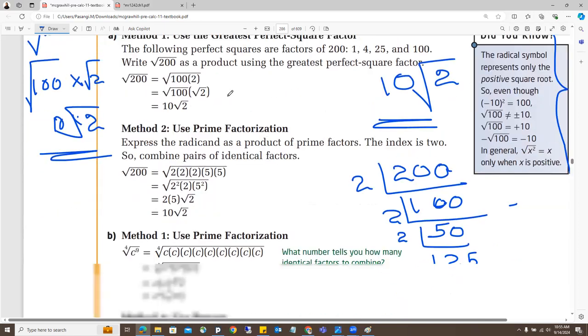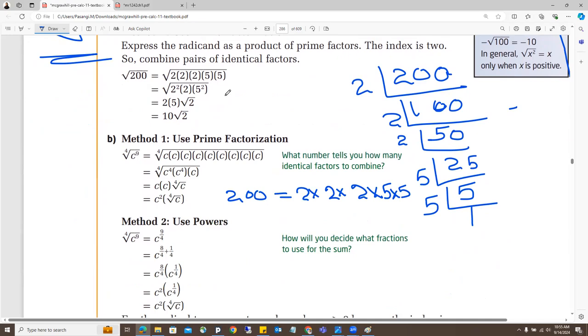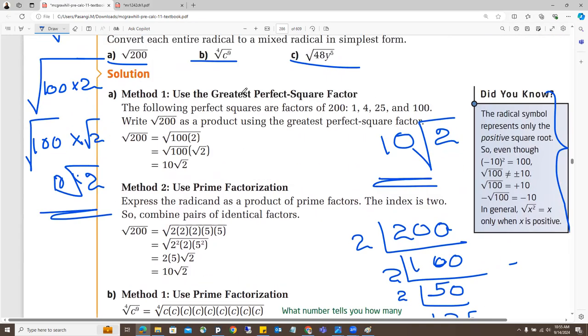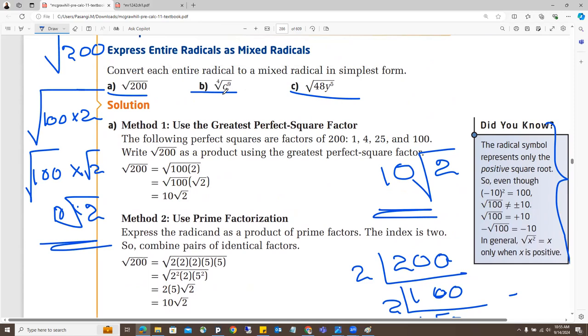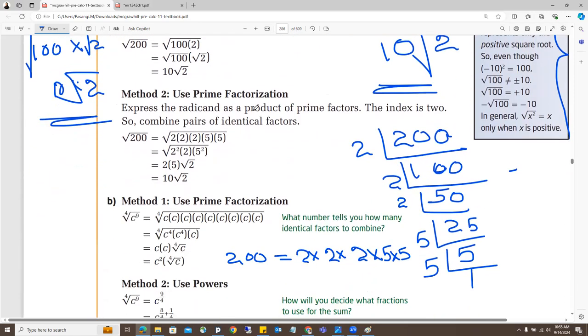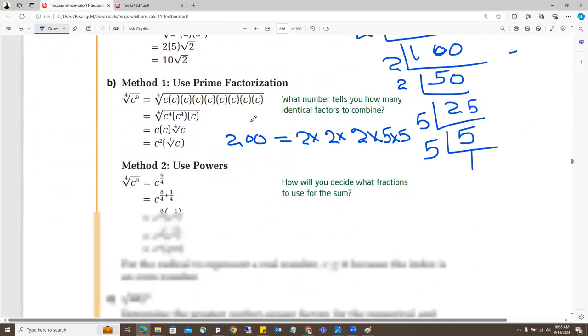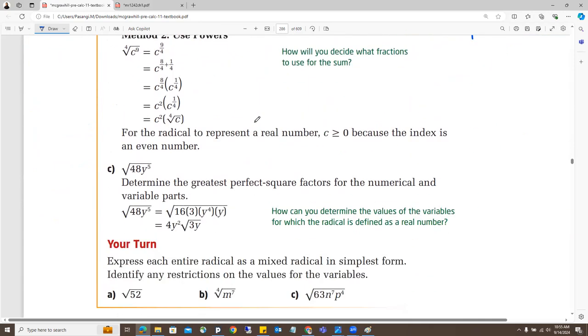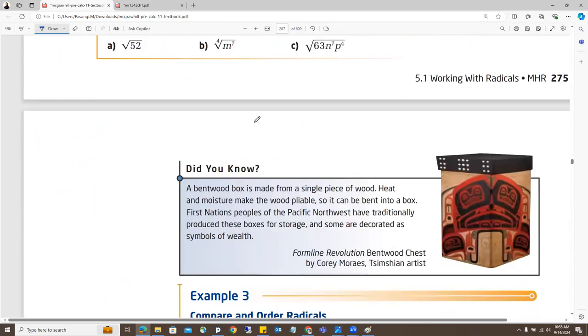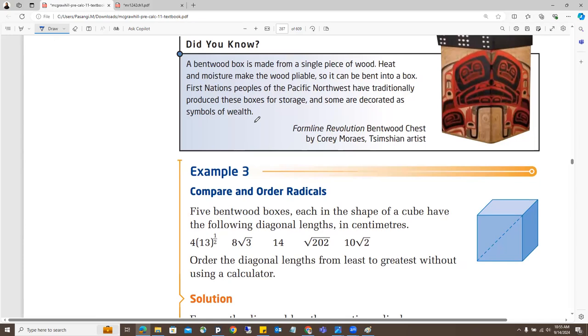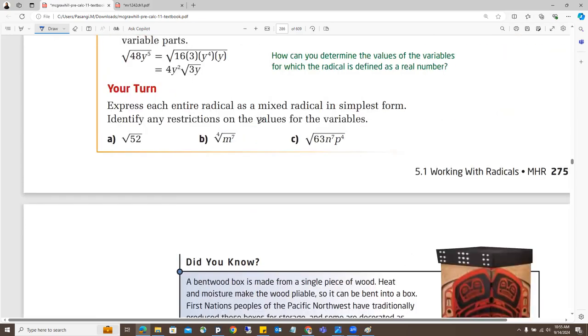Okay. Now, what about the rest? Other two questions, can you do them? Are they clear? Okay, they are clear. So your turn is there. Your turn, I do, or no? Yes, your turn also.